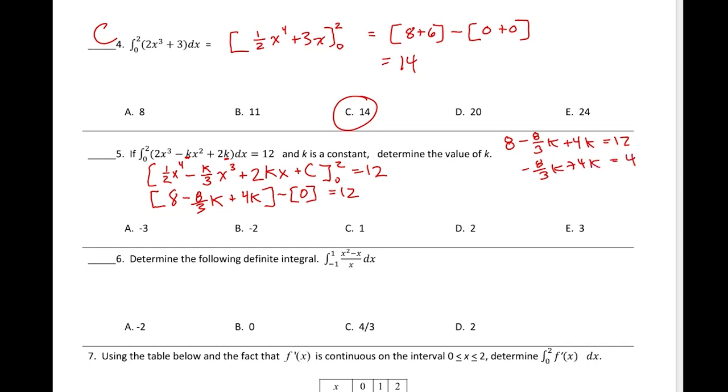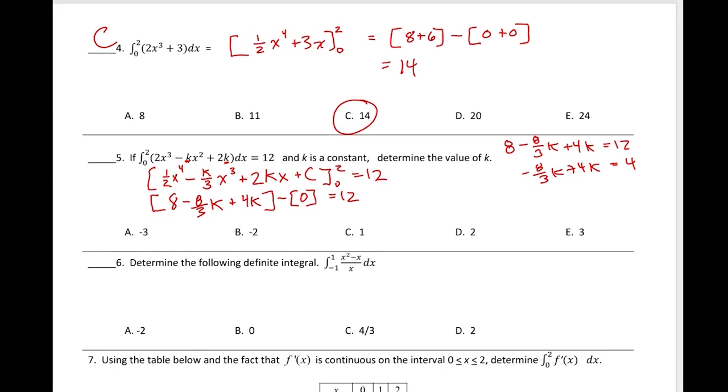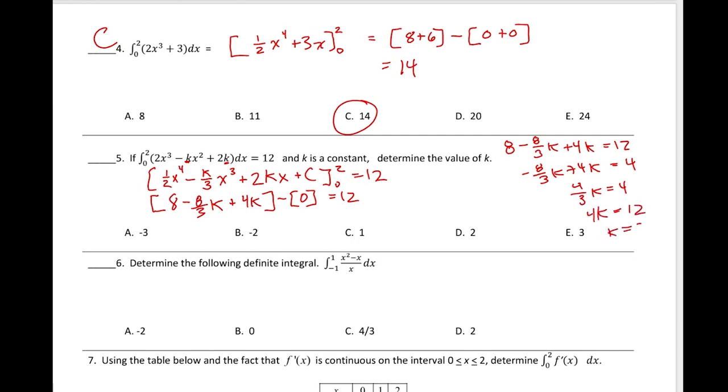Then I need to combine like terms here. So let's see, 4 would be 12 thirds. So 12 minus 8 is 4. So I have negative 4, oh no, positive 4 thirds k equals 4. Then I'm going to multiply 3 on both sides and get 4k equals 12, and then divide both sides by 4. I'm going to get k equals 3, and our answer is E.